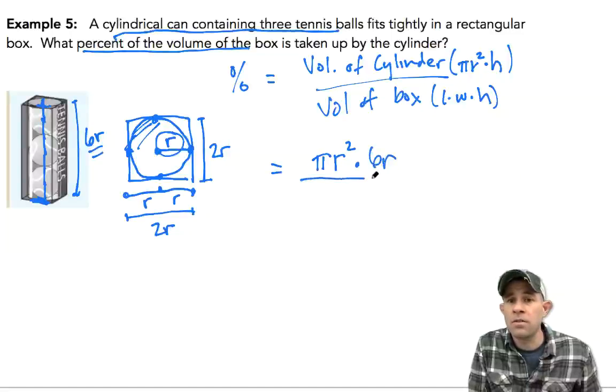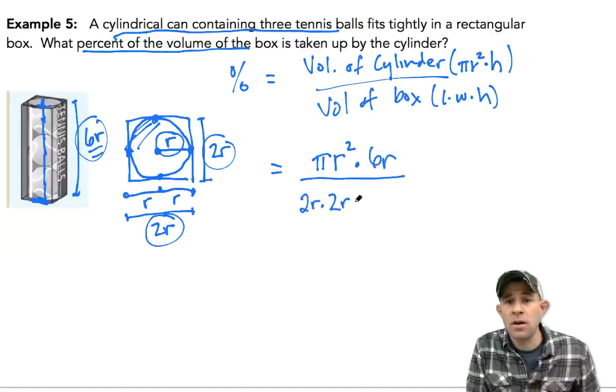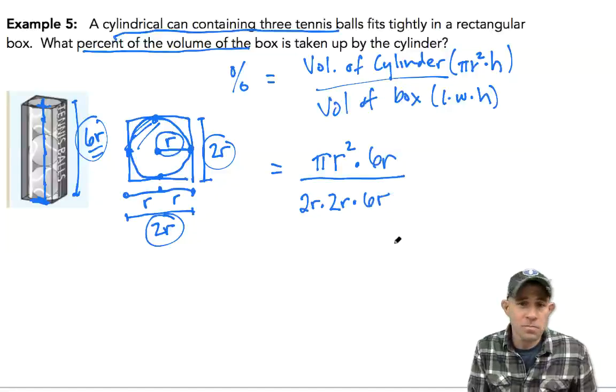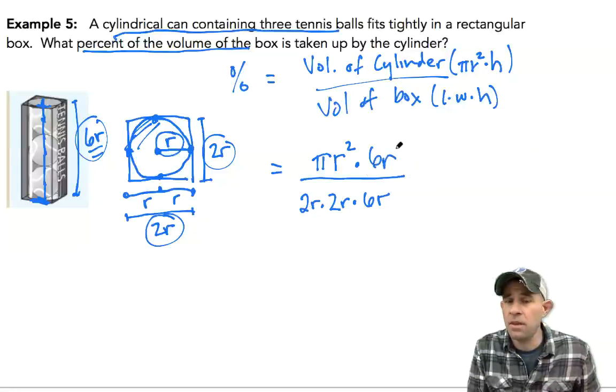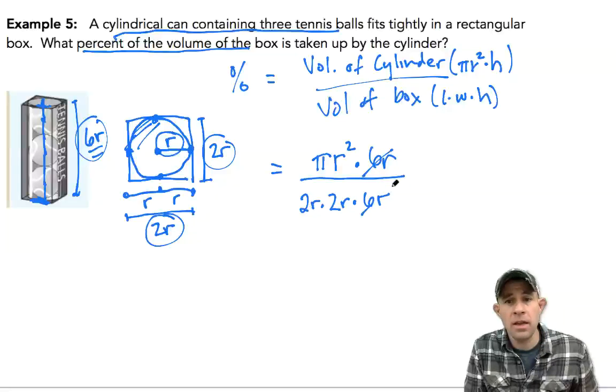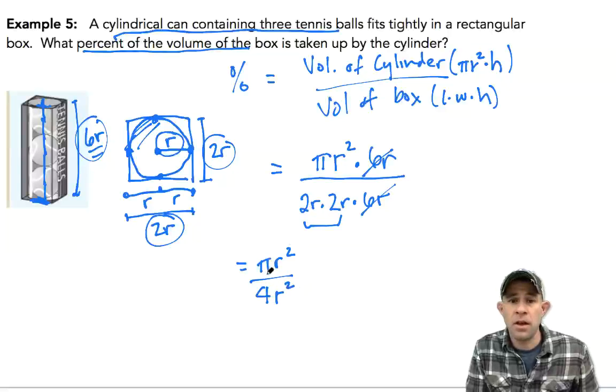All right, now we're going to divide that by the volume of our box, which is the length times the width times the height. So that's 2r times 2r times 6r. Now remember, when we have the same thing in the top and the bottom, they actually just cancel each other out. So we can cancel out our 6r right away. And let's simplify our denominator. So we have pi r squared all over 4r squared. Well, again, you see that we have an r squared in the numerator and the denominator, so they can cancel each other out.